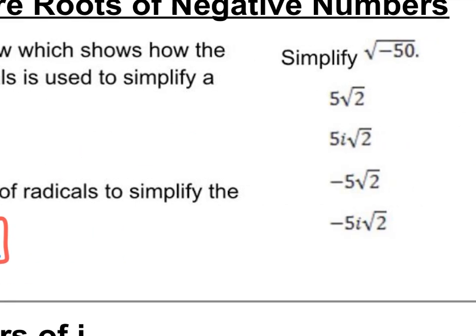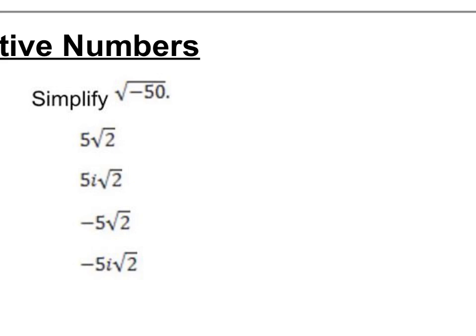Now let's simplify the square root of -50. If I were to evaluate this, I would rewrite it first as the square root of 50 times the square root of -1, just to get rid of that negative business. Now, the square root of 50 is not a perfect square, so we can't really evaluate that.